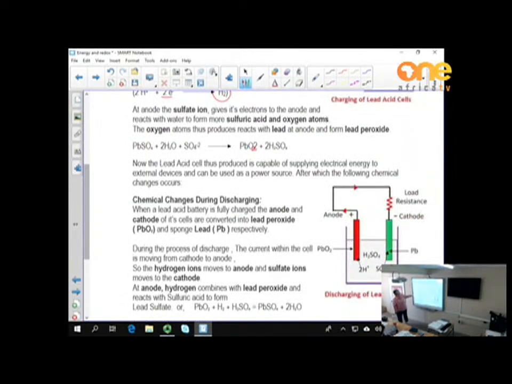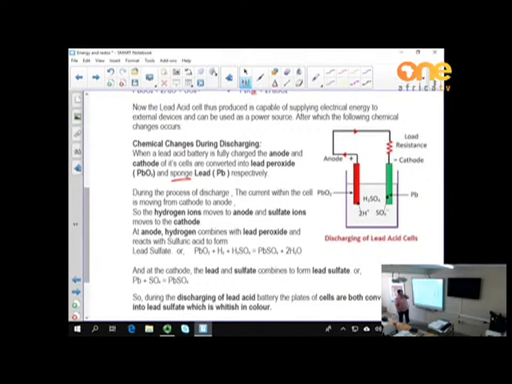Now the lead acid cell can produce electricity. It has been charged. When it discharges, we find that at the anode we have the lead oxide, and at the cathode it's simply lead. If you read it up in the text, they talk about sponge lead. It looks like a sponge because it's bubbly. It's filled with bubbles. It's just to increase the surface area on which the reaction occurs.